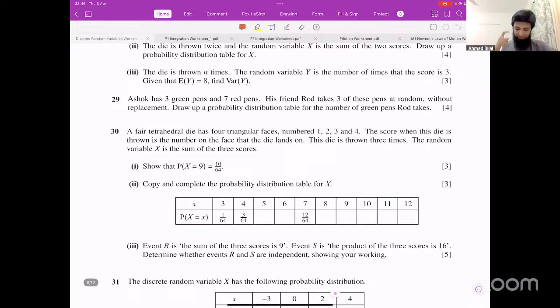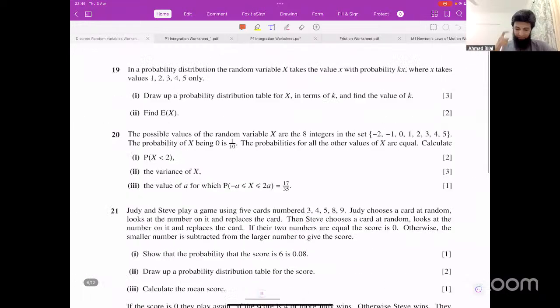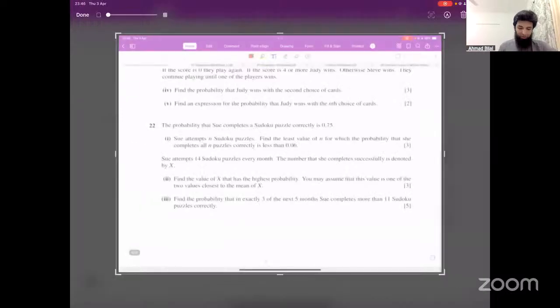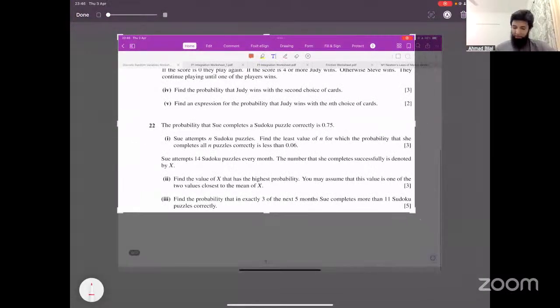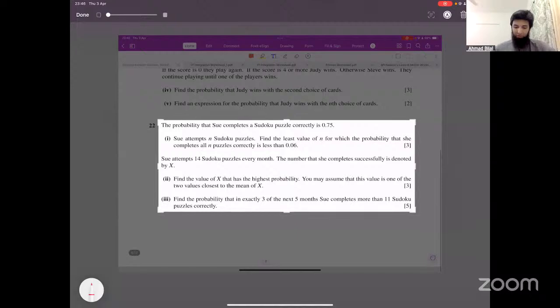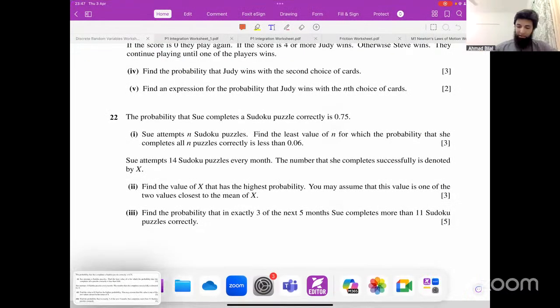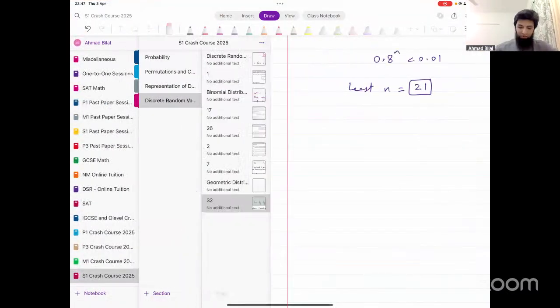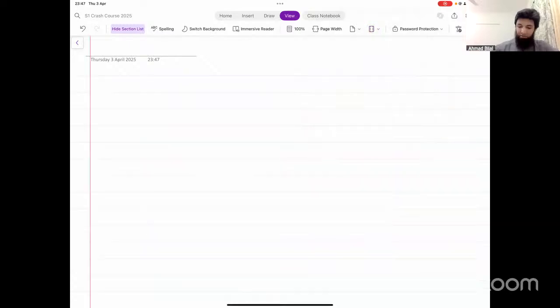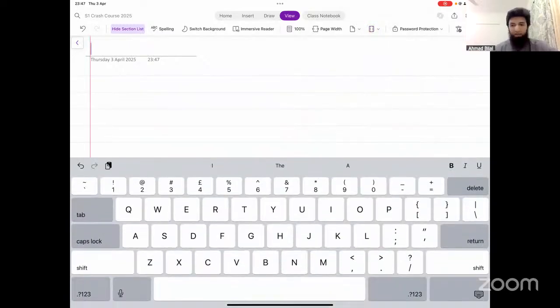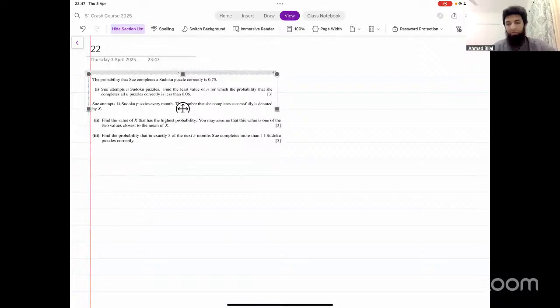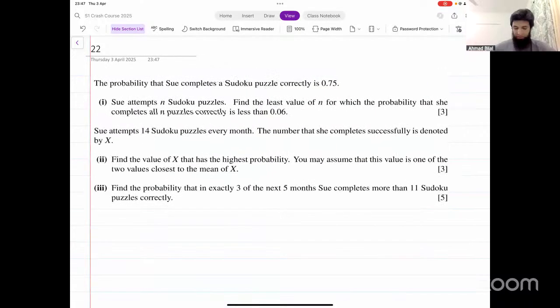Okay, these three questions. Now this is a very important one, question number 22. It covers another type of problem that you will see in binomial distribution, and also sometimes in normal distribution later on, that you have one distribution inside another distribution. So you have one binomial distribution, and inside that you have another binomial distribution. Now let's discuss this to understand that concept. It's one part of this question. We will have a look at that.